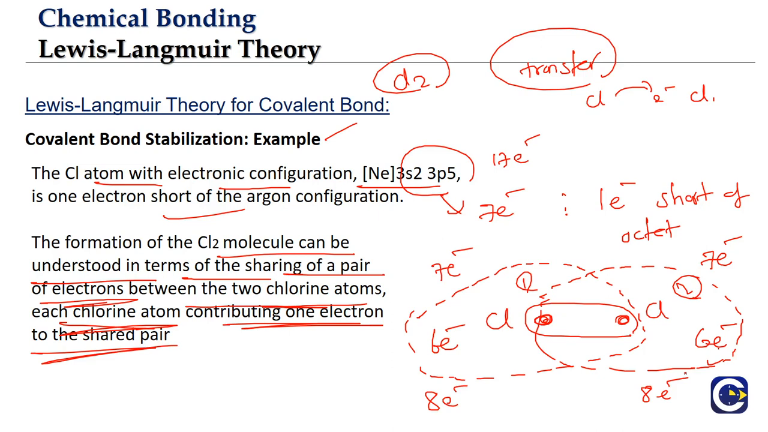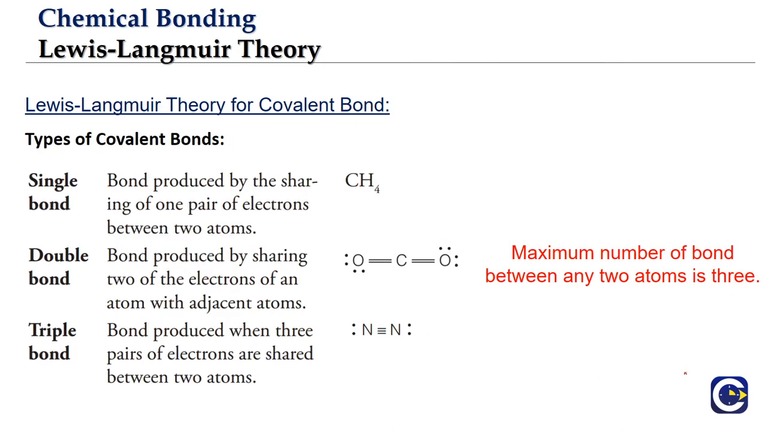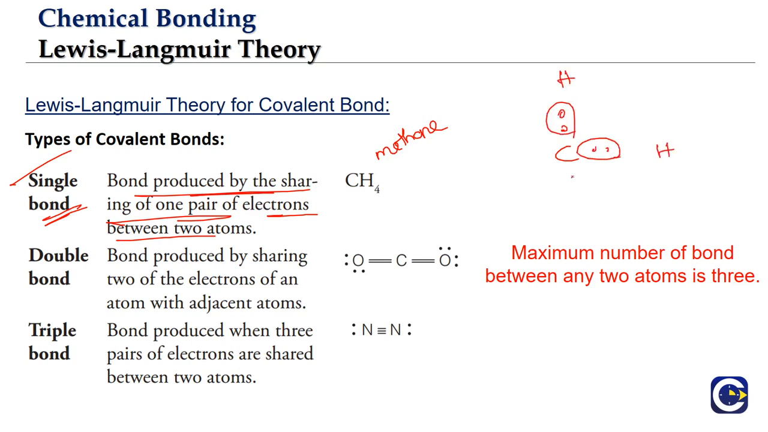So we see here the method is different from the electrovalent bond that we discussed in the Lewis and Kossel approach. And between any two atoms, we can have a single bond. A single bond is the bond produced by the sharing of one pair of electrons. Like if you talk about methane, carbon is bonded to 4 hydrogens.